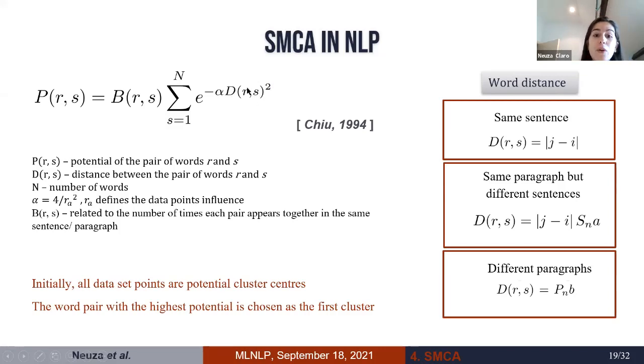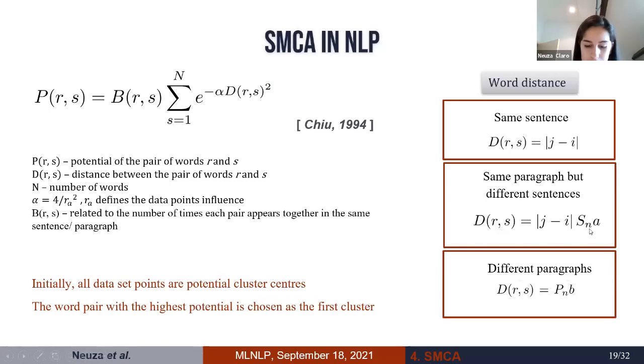This distance is calculated in three ways. In the first case, if two words are in the same sentence, the distance reflects the number of words that separate them. The end of the sentence recognition is done by punctuation marks. The second way is that if two words are in the same document but in different sentences, the distance reflects the number of sentences that separate them and the number of words.